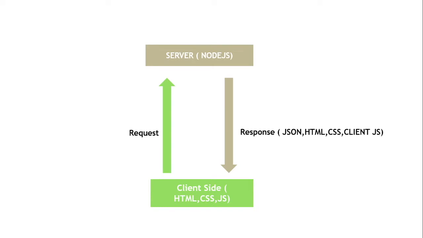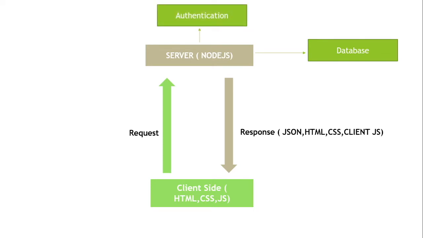So basically, the server handles your request which is sent by the client-side code, the HTML, CSS, JavaScript code. And it sends the response in JSON, HTML, CSS, or any kind of data. So basically, the server is used for handling the database connections, and we can also use authentication in this, like user authentication in the backend. I'm referring to the backend as the server.